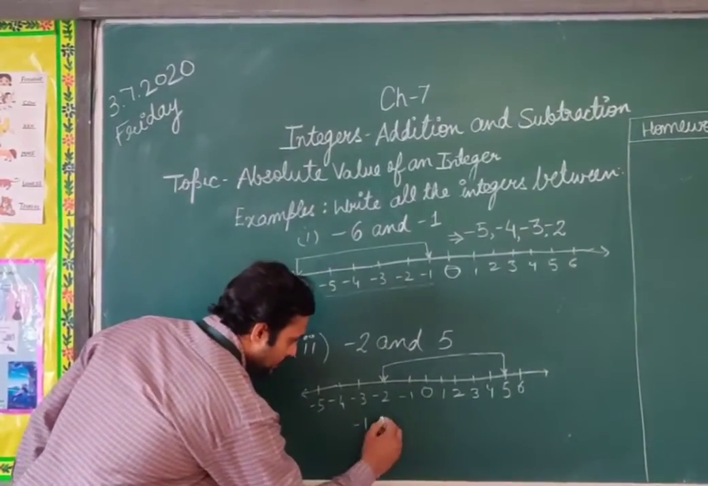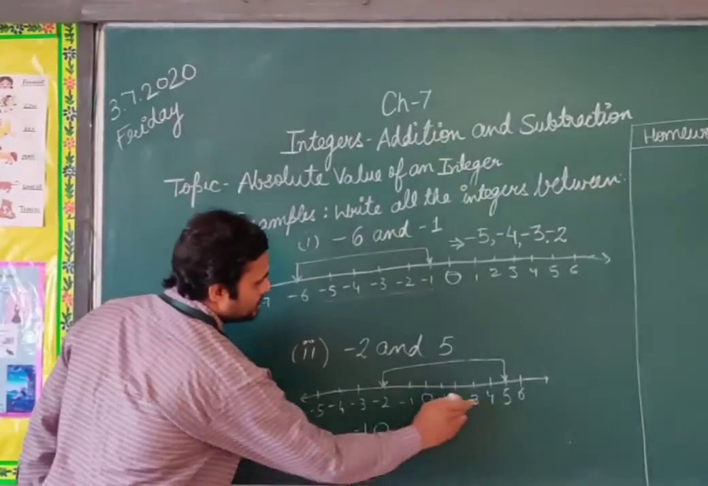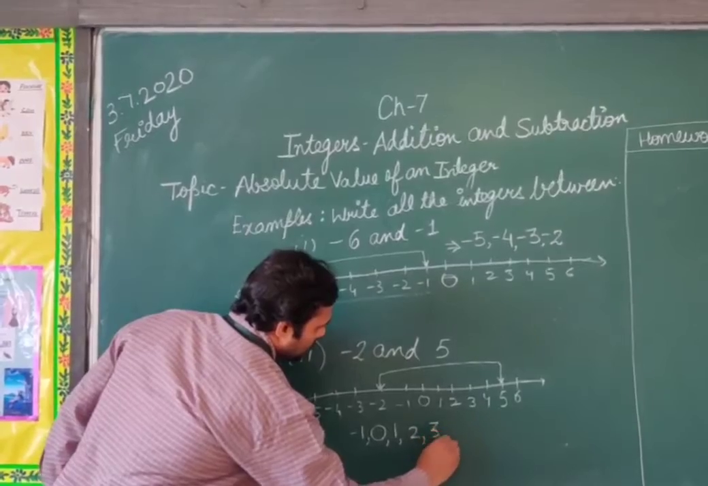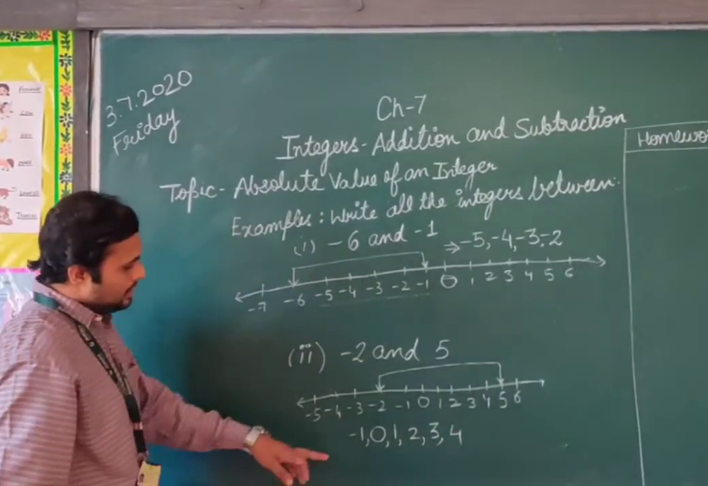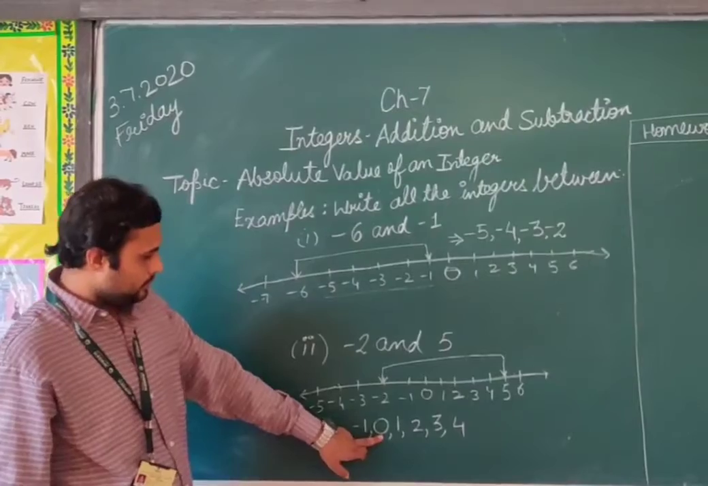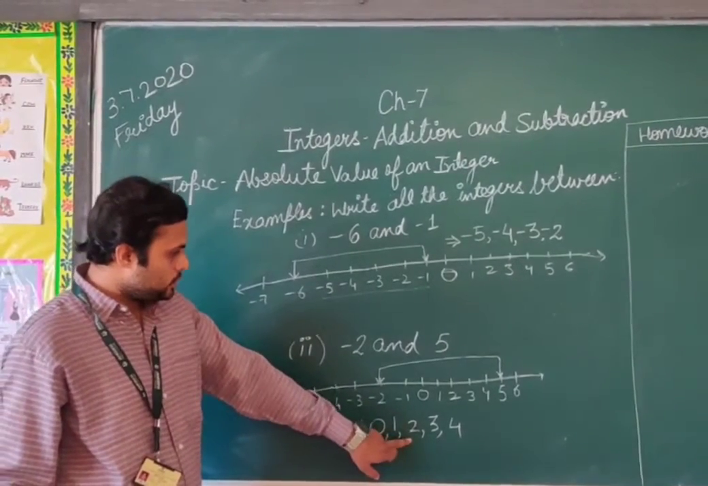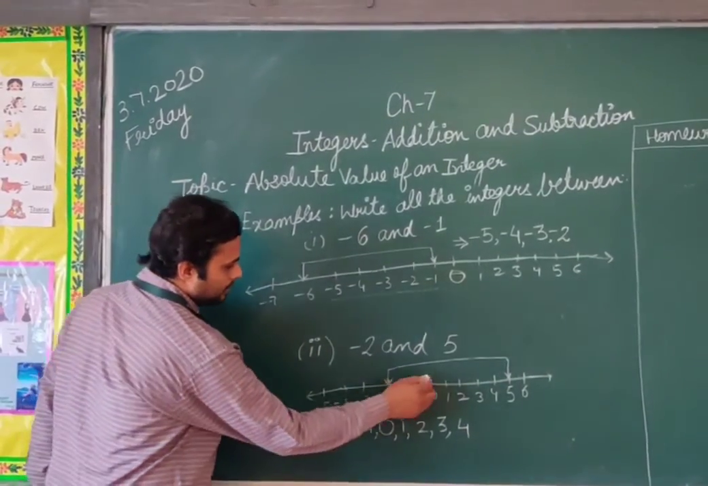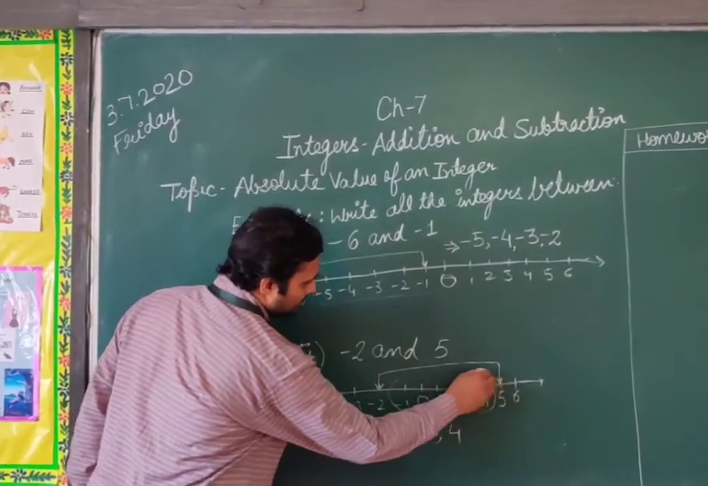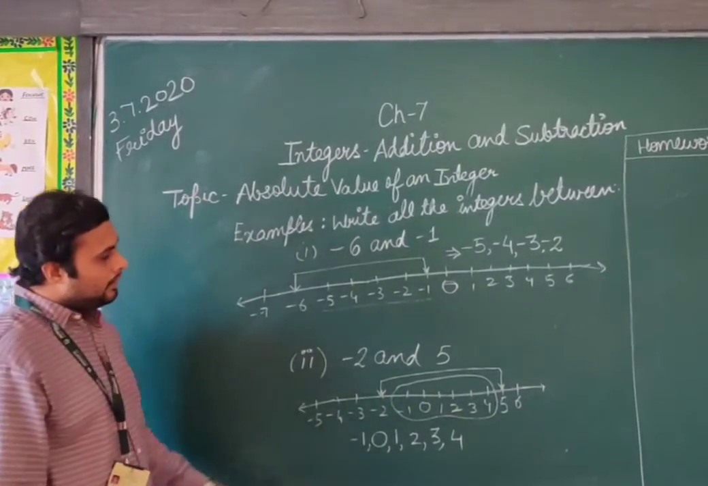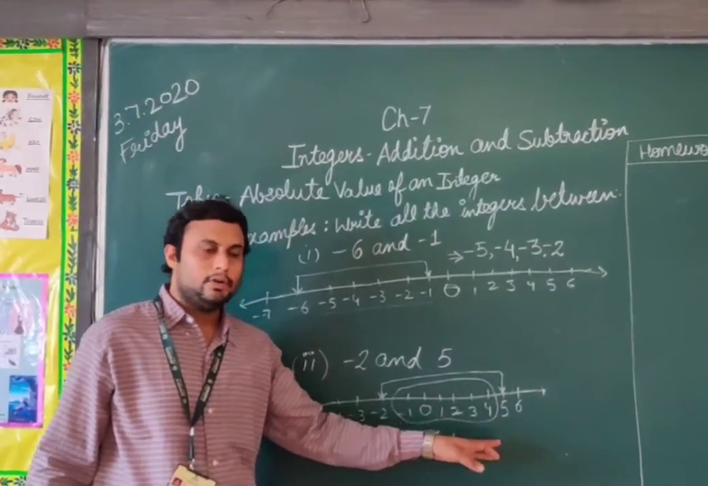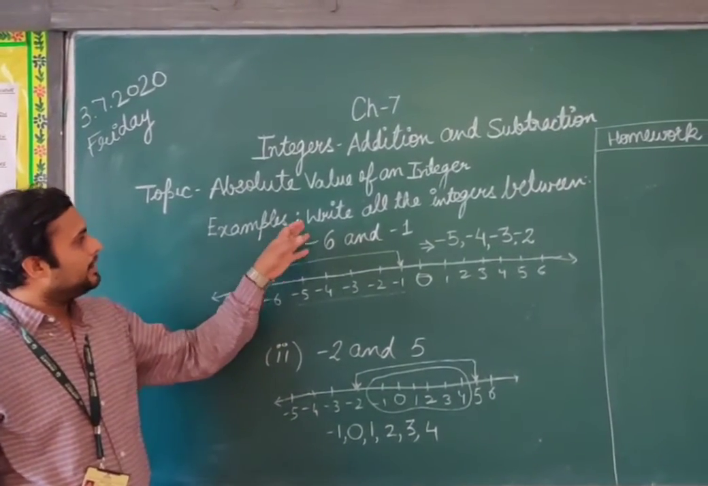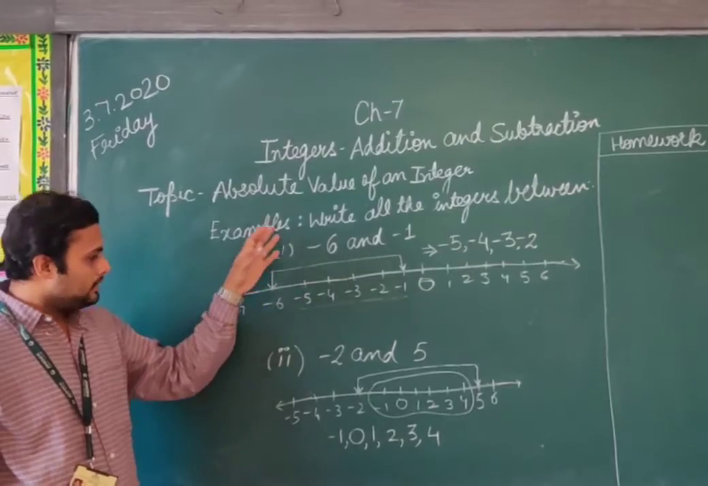What are the numbers that lie between? -1, 0 also lies between -2 and 5. 1, 2, 3, 4. -1, 0, 1, 2, 3, 4. So these are all the numbers which lie between -2 and the positive integer 5. So in this way you can do the questions regarding writing all the integers between these numbers.